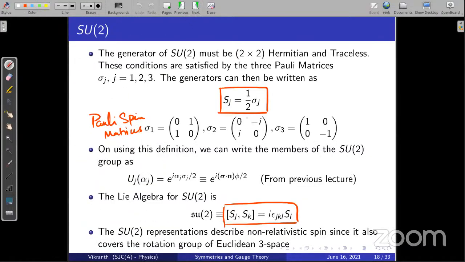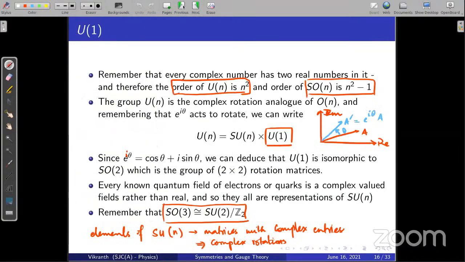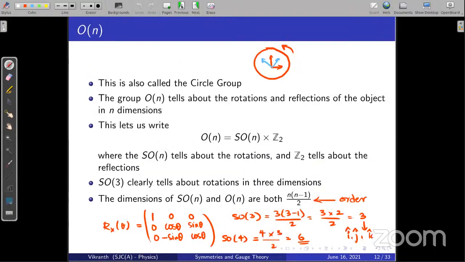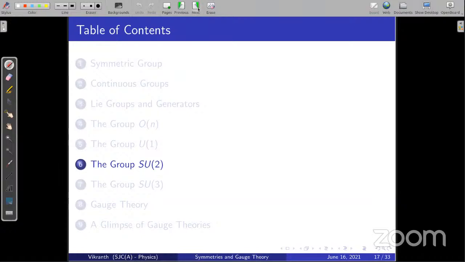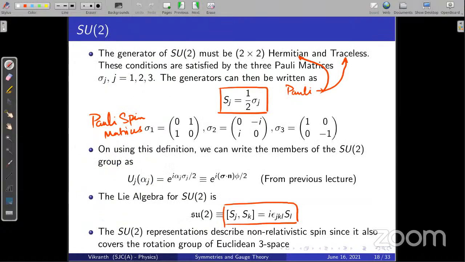So in the previous SU2 here, we saw that the generators can be represented in terms of Pauli matrices. Now, the speciality with Pauli matrices is that they are Hermitian, and they're also traceless. This is exactly the condition we put forth right here. Any generator or any operator that you pick has to be Hermitian and traceless. And the Pauli spin matrices satisfied that condition, and therefore, we chose them to be the generators of the SU2 space.